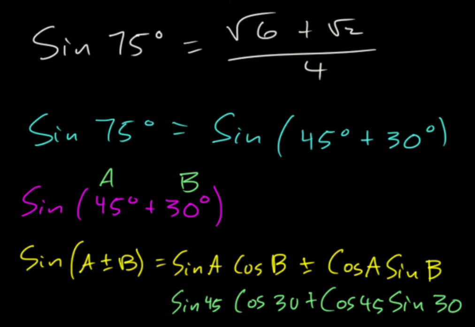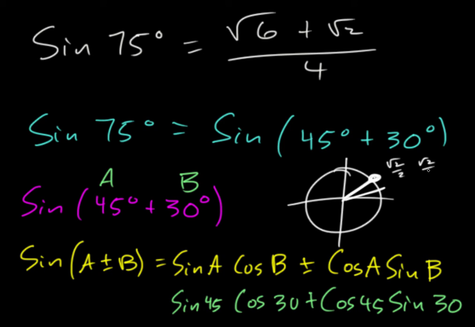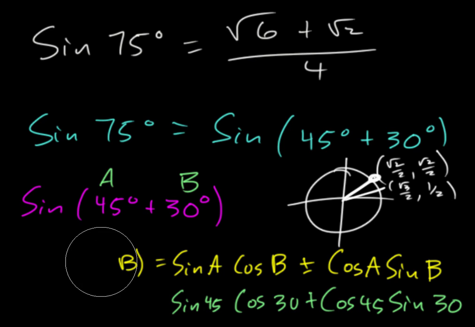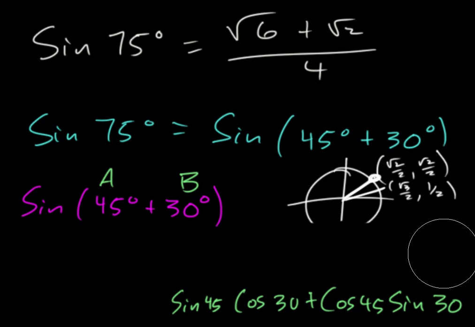Okay, if we look at our unit circle, 45 is our second tick mark. The second tick mark is square root of 2 over 2, square root of 2 over 2. And then 30 is our first tick mark, which gives us square root of 3 halves, 1 half. Okay, all we need to do is plug that in. I'm going to get rid of the identity itself, so I can plug it in right above it.